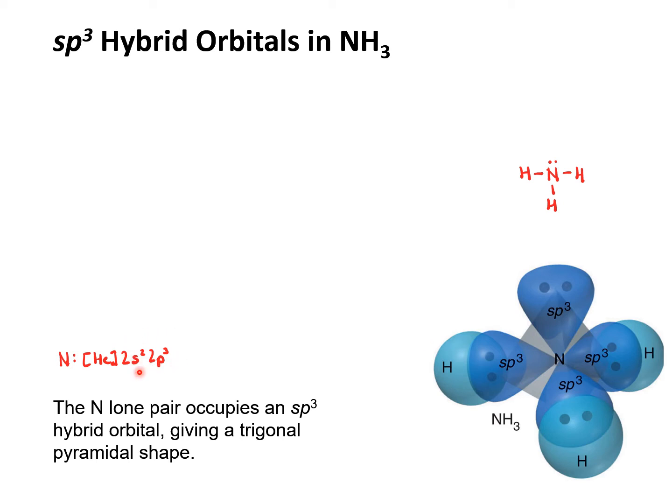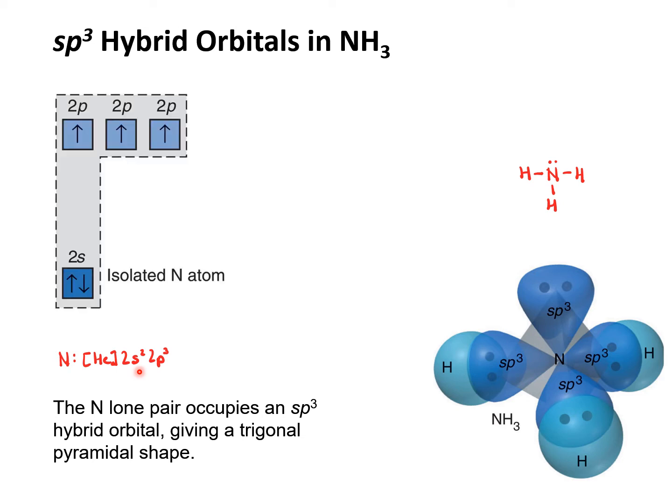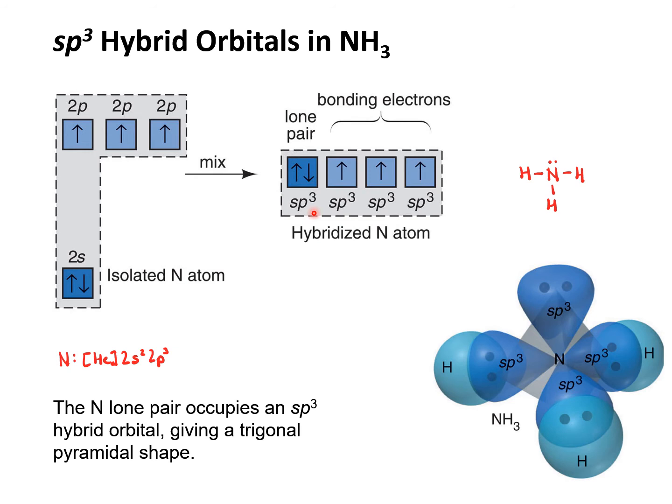Looking at those valence electrons in greater detail, in an atomic orbital diagram, we see that 2 of those valence electrons are located in the 2s atomic orbital, and 3 of those valence electrons are located in the 2p atomic orbitals. The next step is to create our hybridized orbitals by combining the 2s atomic orbital and all 3 of the 2p atomic orbitals. And doing so gives us 4 sp3 hybridized orbitals.